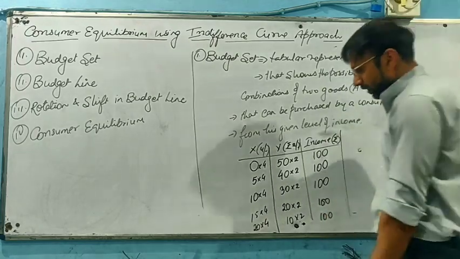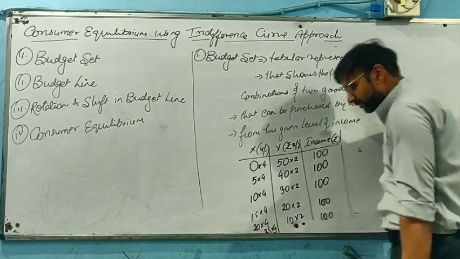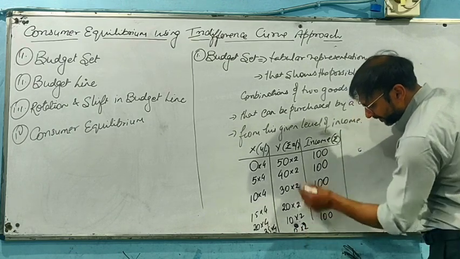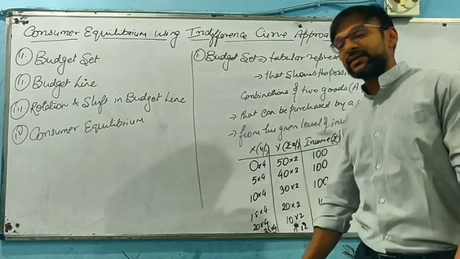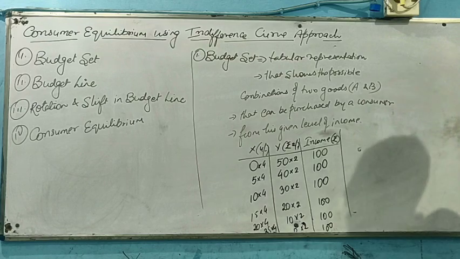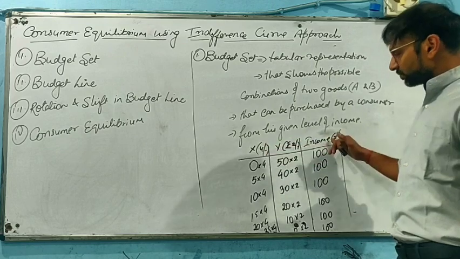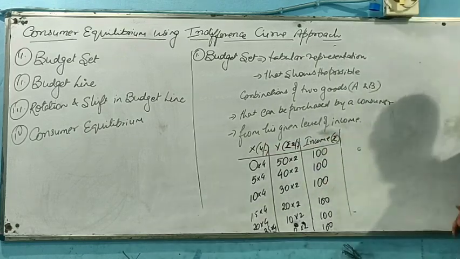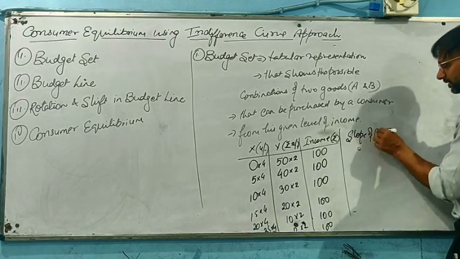Okay, now if a consumer would like to purchase 25 units of X, he will not be able to buy a single unit of Y. It means these are basically the possible combinations, and this is what the budget set is all about: a tabular representation that indicates the various possible combinations of two goods that a consumer can buy from a given level of income.